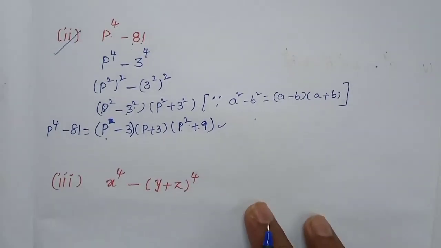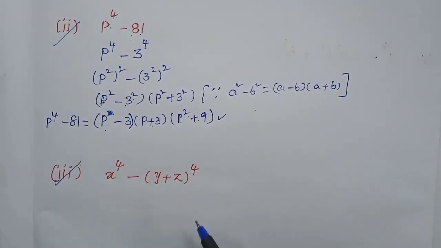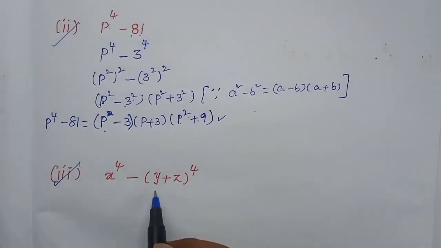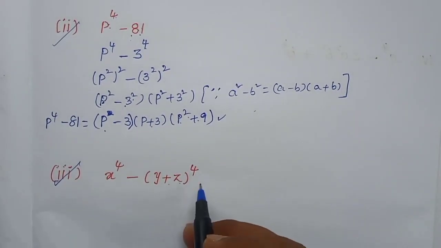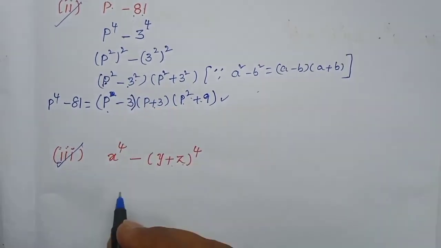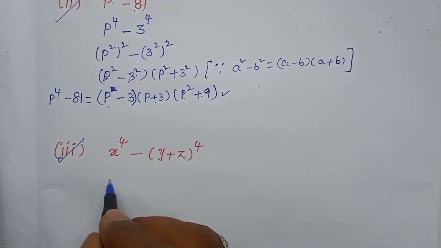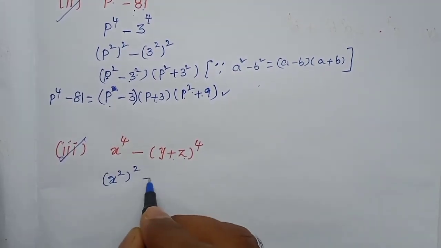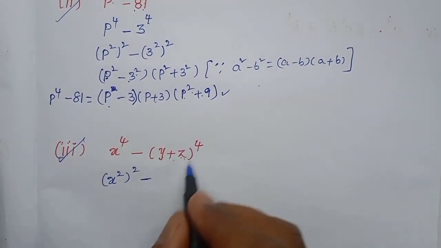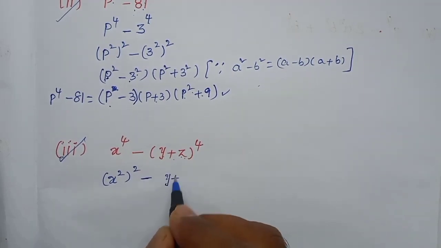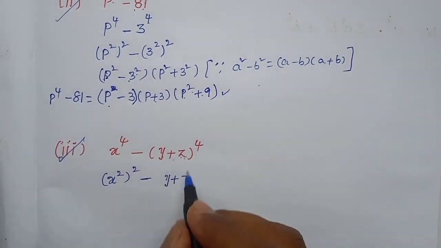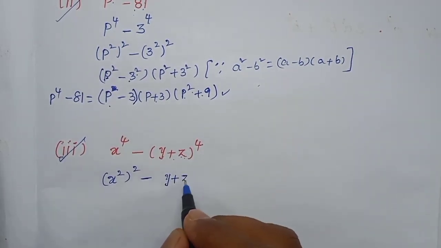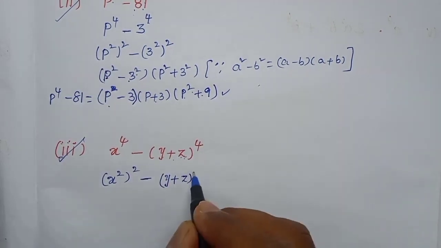Now see the question number 3 here. X to the power of 4 minus y plus z whole to the power of 4. Just like the previous one, same to same, see. x to the power of 4 can be written as x square whole square minus, y plus z whole to the power of 4 can be written as y plus z whole square.